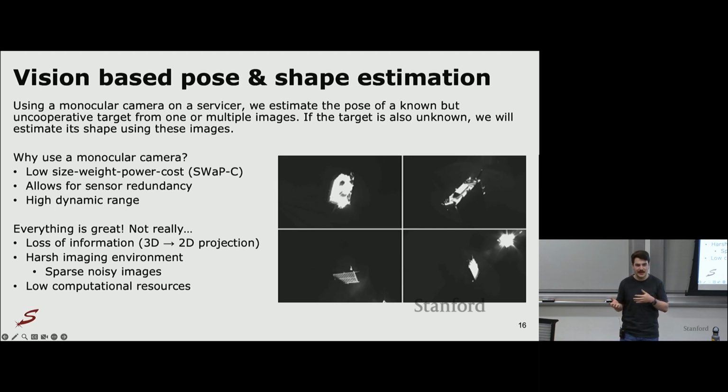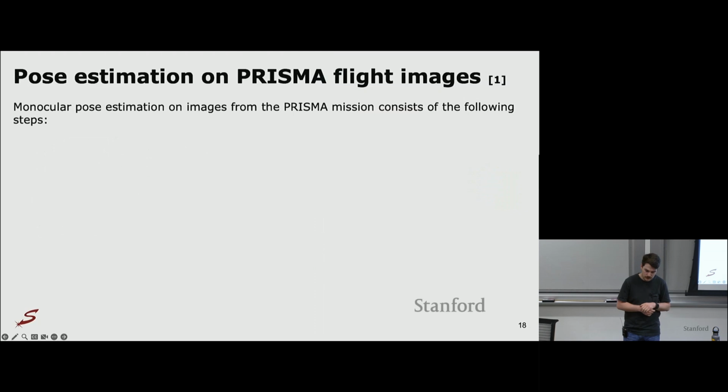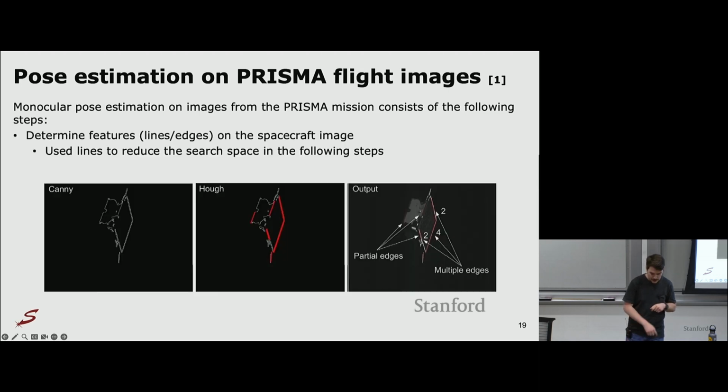So now we're going to look at some examples of how people have overcome this in the past. We'll start with a classical computer vision approach. The approach taken here is to do kind of an initial estimate of the pose and then to refine it through multiple steps. So I'll get more specific here.